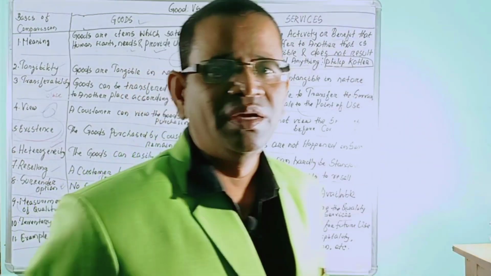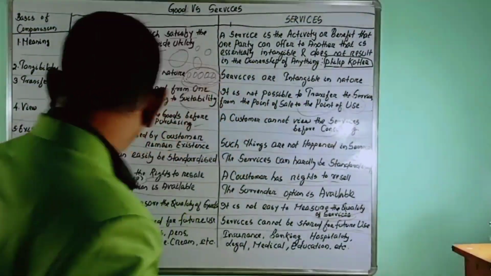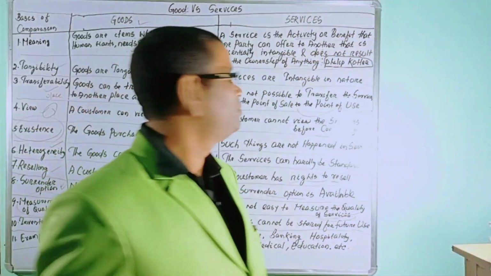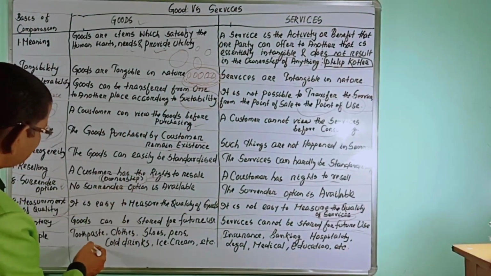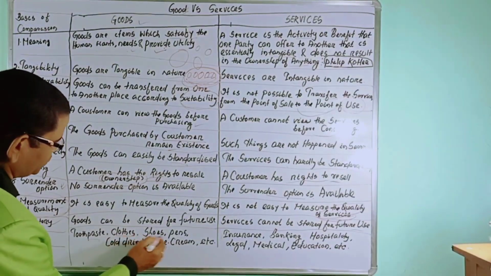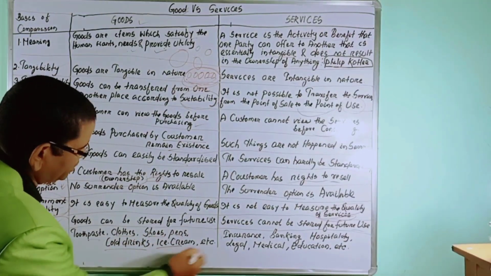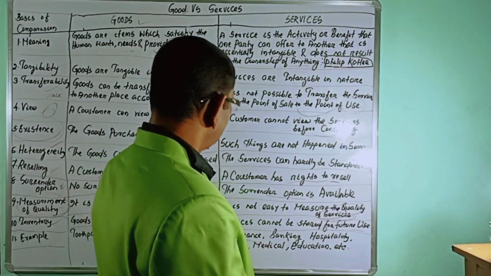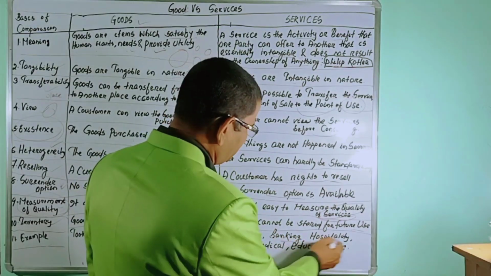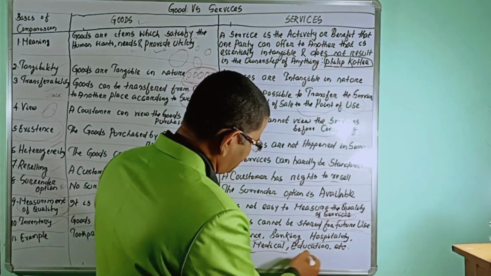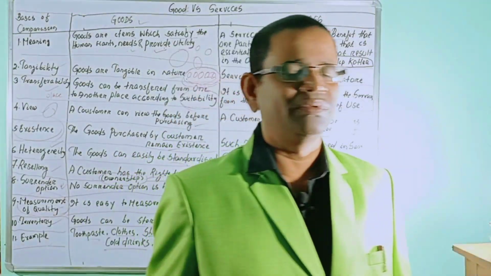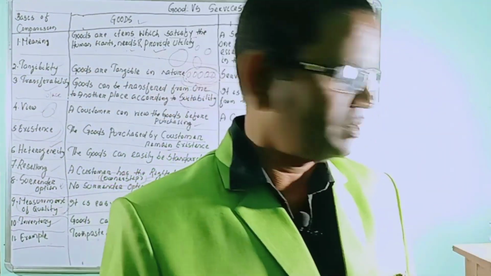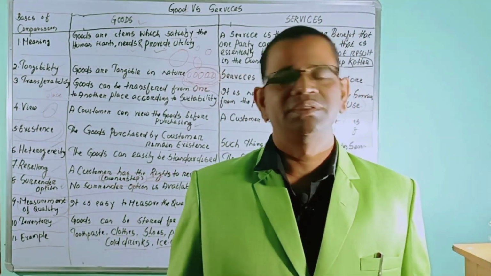Okay, dear friends, now I am hopeful that you are clear. Then what are the examples of goods? There are hundreds of examples of goods: toothpaste, clothes, shoes, pens, cold drinks, ice cream, etc. And what are the examples of services? The services are insurance, banking, hospitality, legal, medical, education, etc. So these are popular examples of goods and services, and there can be hundreds of examples. So this is all about today's discussion.